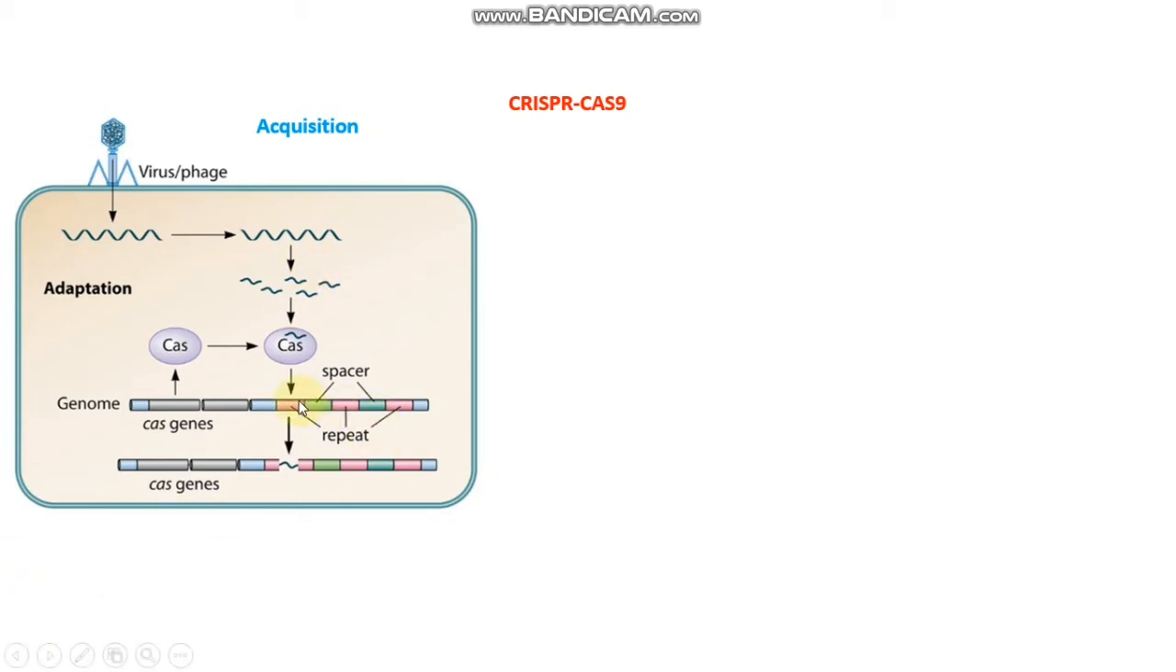So the CRISPR locus contains spacer sequences, some repeat sequences, and Cas genes. Cas genes are actually nuclease proteins that cleave the foreign DNA by recognizing a specific sequence that is known as the PAM sequence.